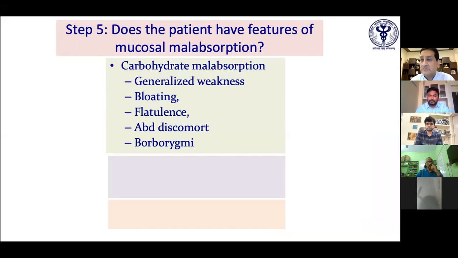Look at the symptoms of carbohydrate, fat, and protein malabsorption. With carbohydrate, you can have weakness, bloating, flatulence, borborygmi, or distension. Fat loss could be because of low body fat; low BMI is an indicator of low body fat. And steatorrhea, which is not a very common symptom, if that is there, tells you that there's fat malabsorption.